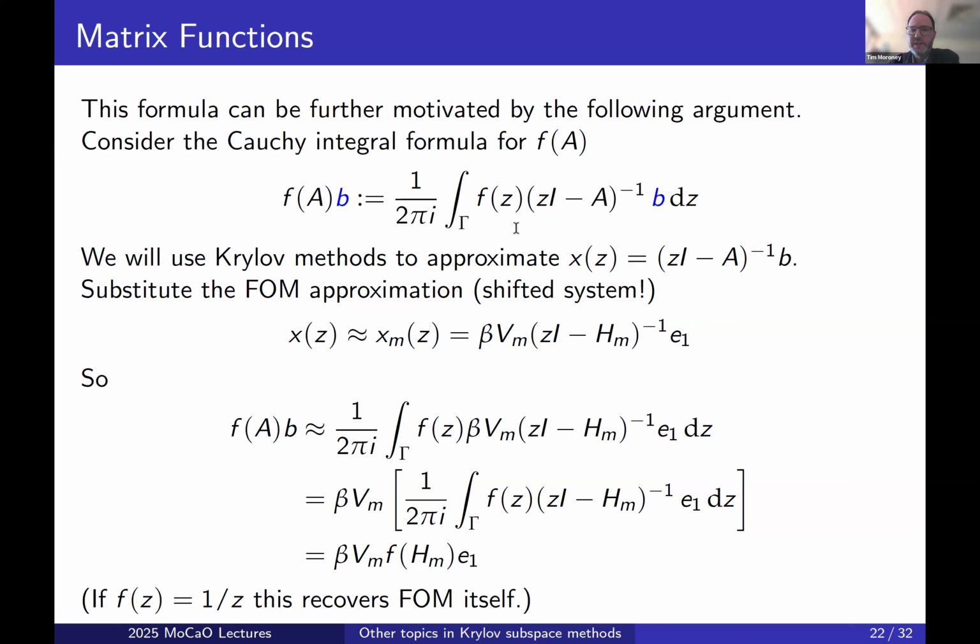This is a solve. It's not really an inverse. It's a solve, inverse times b. So here's the solve here. Reformulate it so that it looks like one of these. And what do we see? The beta V_m out the front, and this matrix function of H, sure enough, multiplying e1. So it is exactly the formula that we would have guessed. And we observe that in the special case when f is 1 on z, this is just FOM. So you can think of the linear solve as a matrix function, and the function is 1 on z.